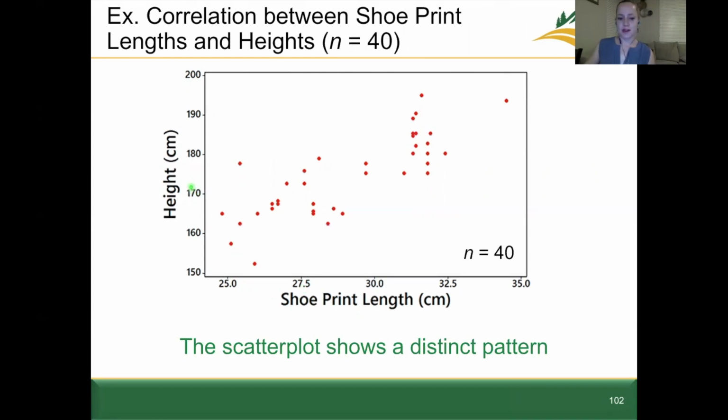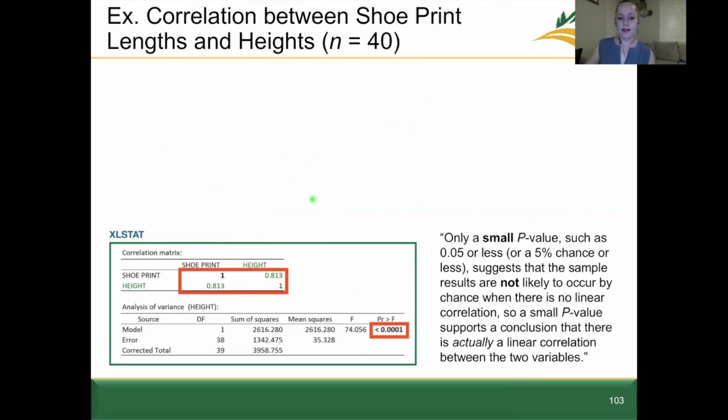Now just visually, again, we can look at this data. The scatter plot does appear to show a pretty distinct pattern. It does look linear. Now let's go into mathematically how we can prove or disprove that there is a correlation. Now this is another example of data we can get using Excel.